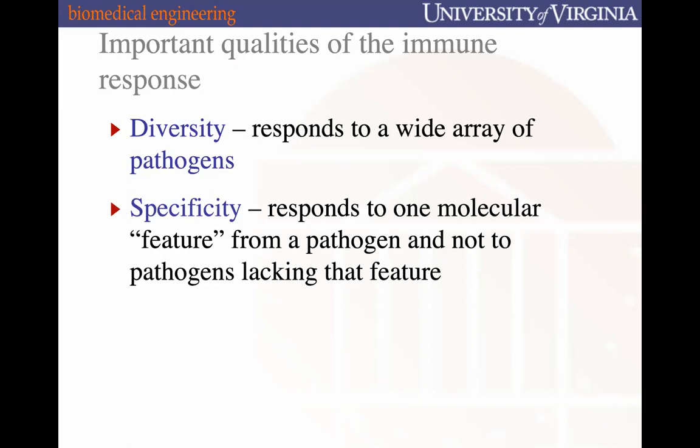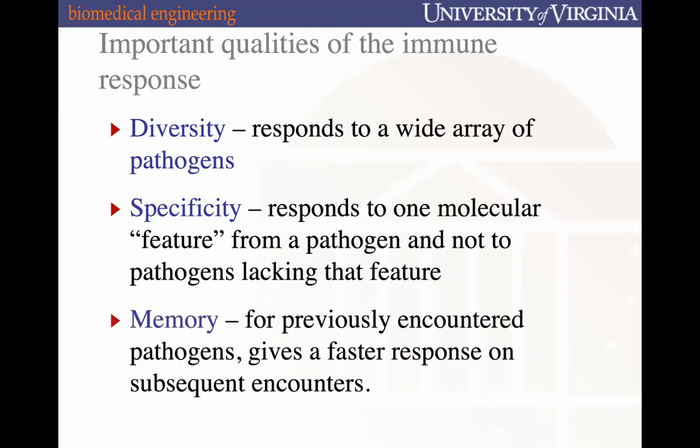The specificity of our immune system is accomplished by the ability of different cells of our immune system to respond to specific features, either a specific epitope on an antigen, or specific patterns that exist on either bacteria or other pathogens. And the last one is the memory.